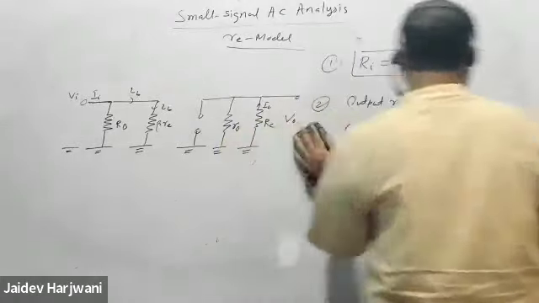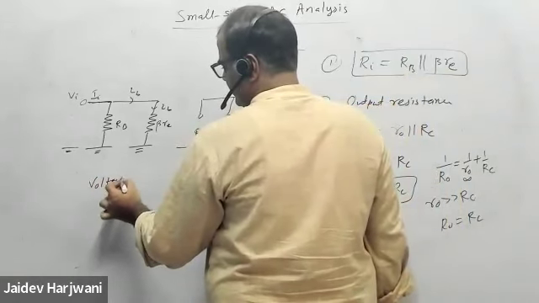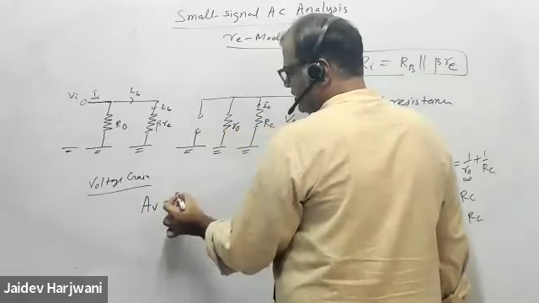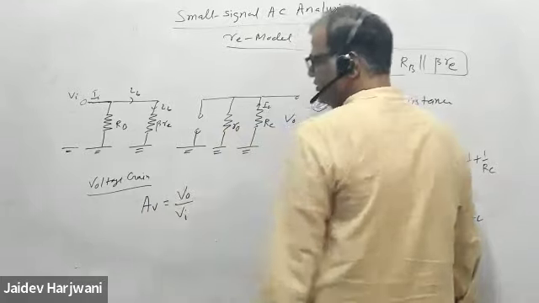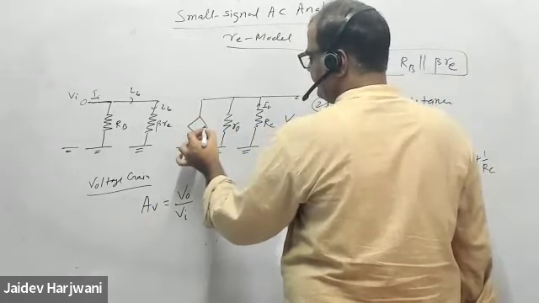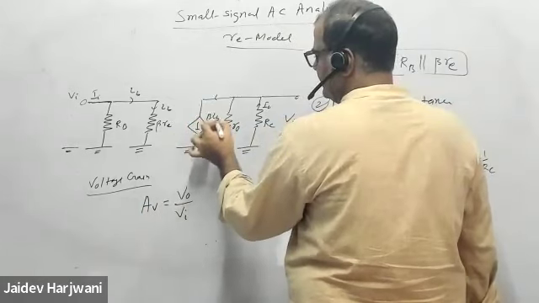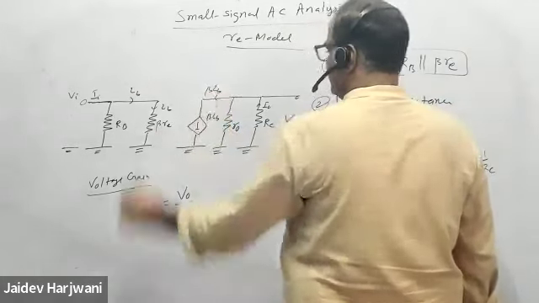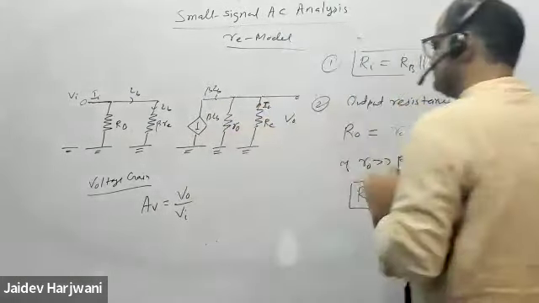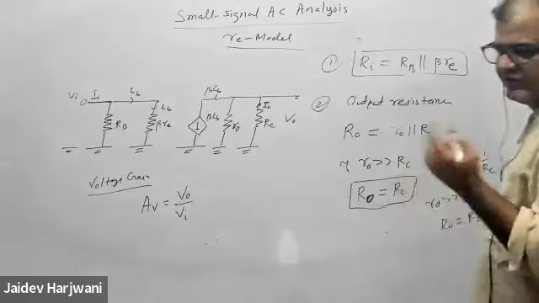The next quantity will be the voltage gain. Voltage gain is AV, which is equal to V0 upon V input. Put the current back here: this current coming here is beta IB, and this current is I0, as we defined in the earlier circuit. This is the input. First we have to calculate V0, and then V input, and take the ratio, which will give the gain.